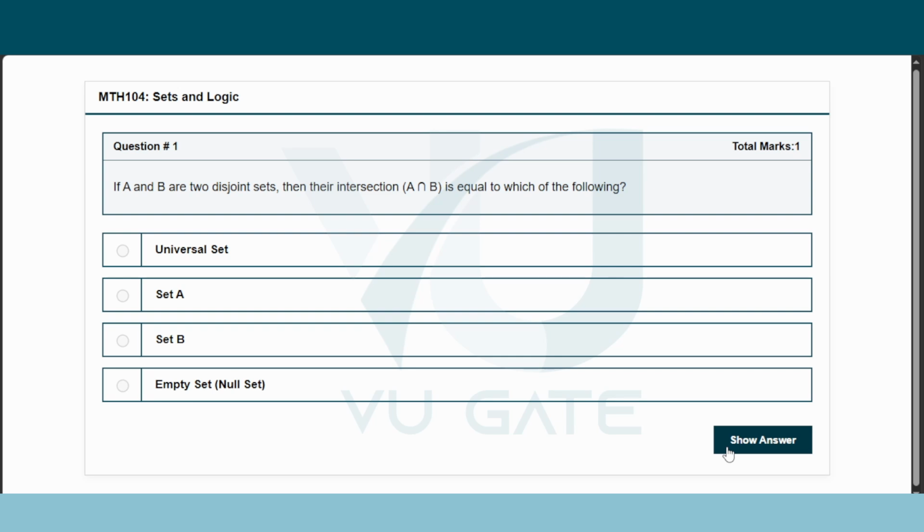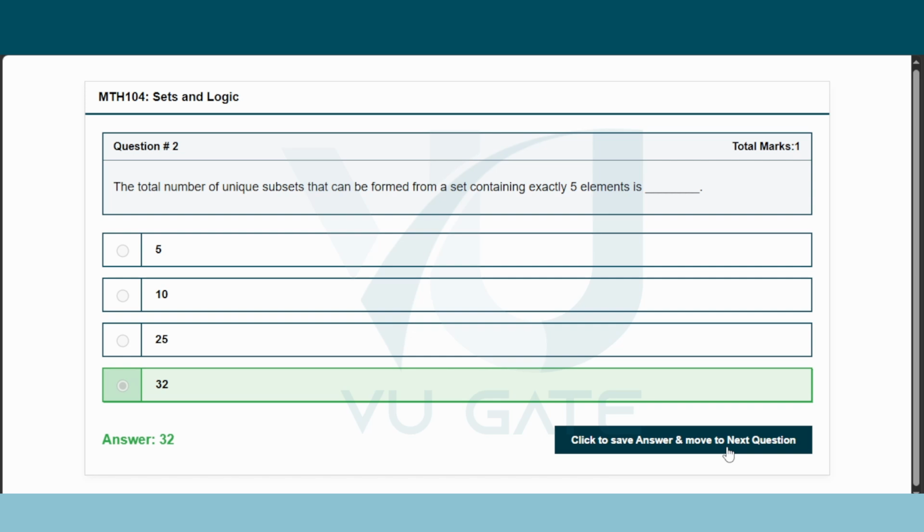Question number 1. If A and B are two disjoint sets, then their intersection A ∩ B is equal to which of the following? The correct answer is empty set or null set. Question number 2. The total number of unique subsets that can be formed from a set containing exactly 5 elements is blank. The correct answer is 32.